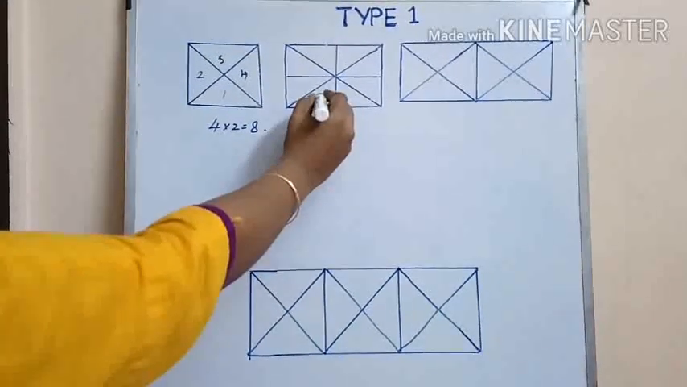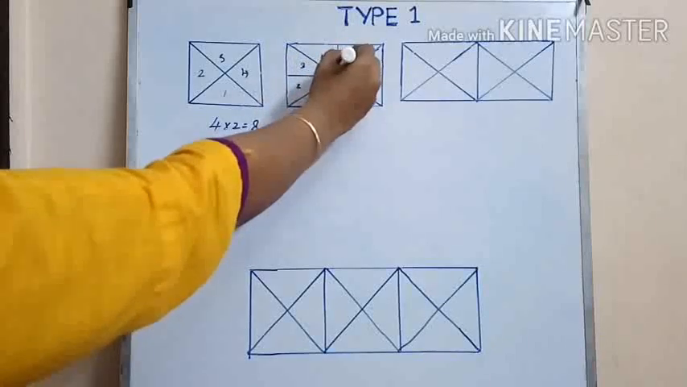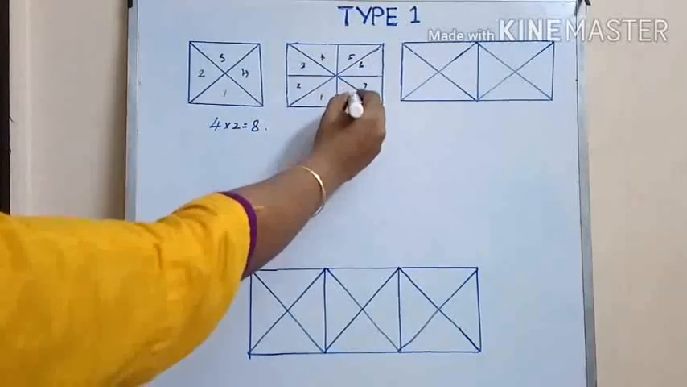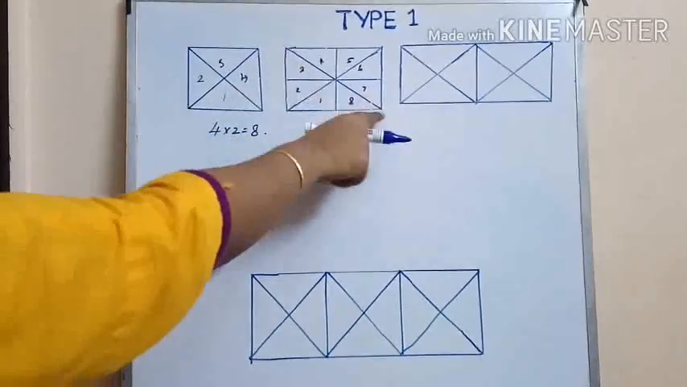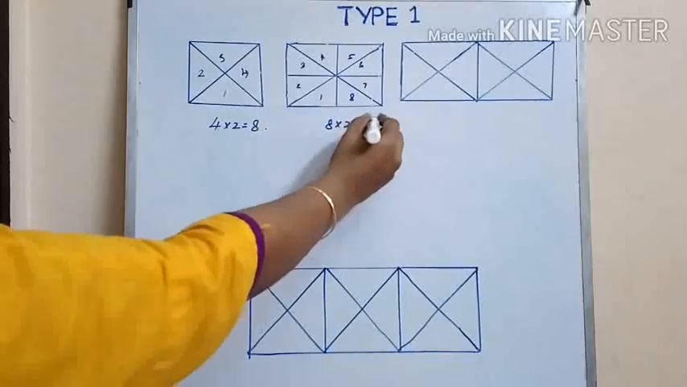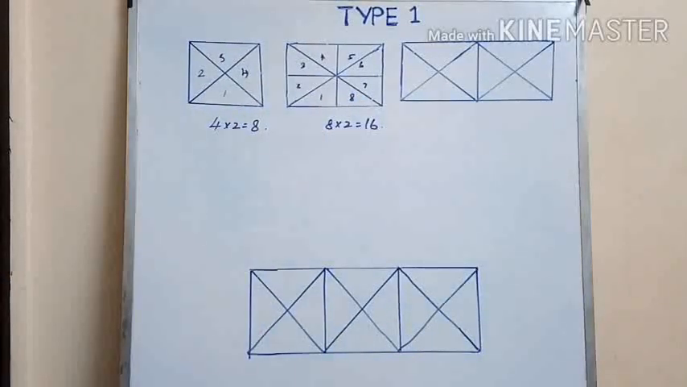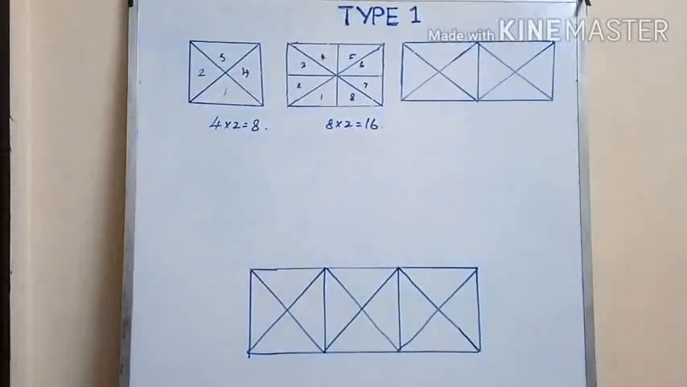Here we have 8 blocks of triangles in this figure. And we have 2 diagonals. So 8 into 2 will give you 16 triangles. So the number of possible triangles here is 16.